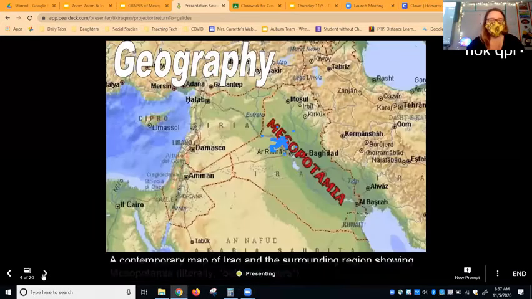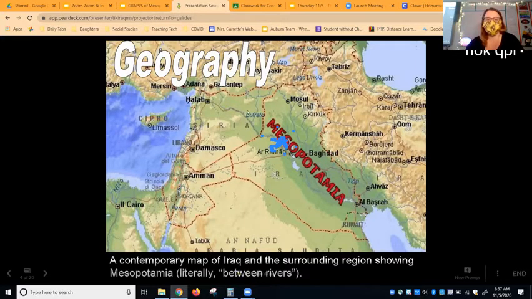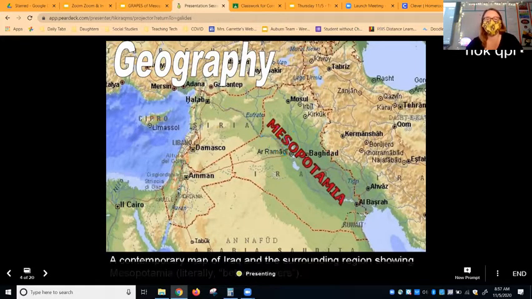All right, so let's take a look. Just as a quick refresher, because we've already done this on our map. If you have not created your map of Mesopotamia, please go back to last week's work and get that done. So we have here the Tigris River and the Euphrates River, Mesopotamia in this green Fertile Crescent area.